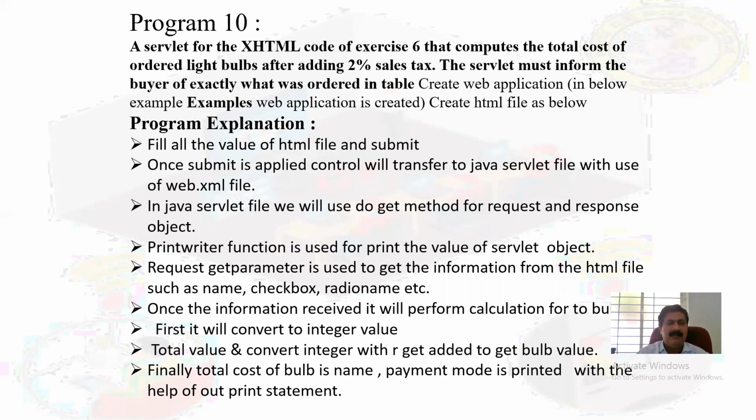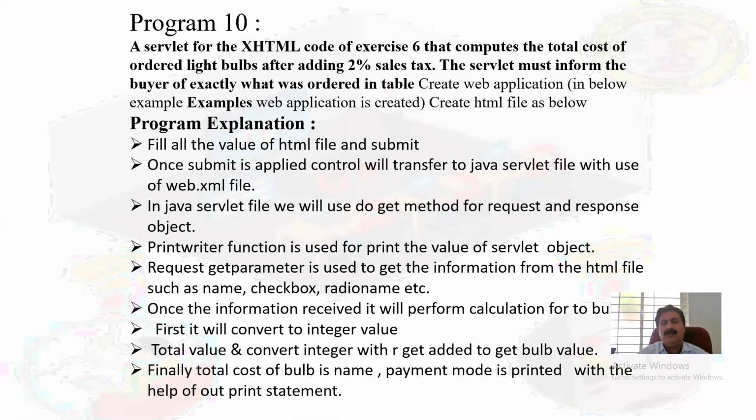Program explanation: fill all the values in the HTML file and submit. Once submit is applied, control will transfer to the Java servlet file with the web.xml file. In the Java servlet file, we'll use the doGet method with the request and response objects. The PrintWriter is used to print the values of the servlet object.